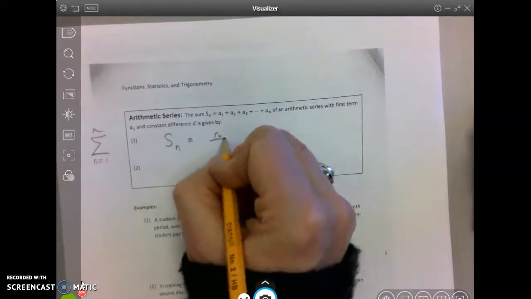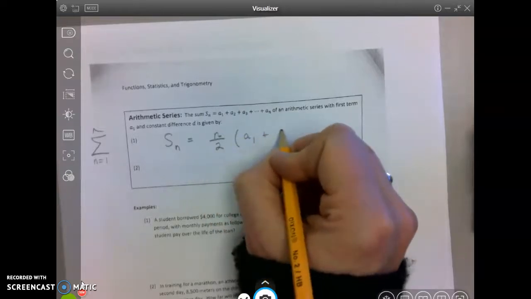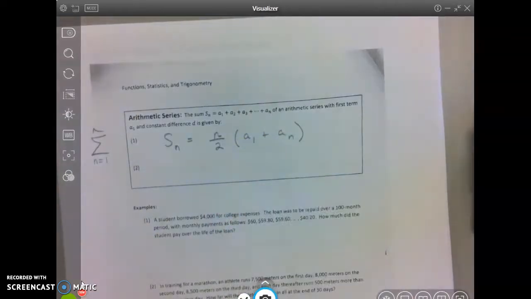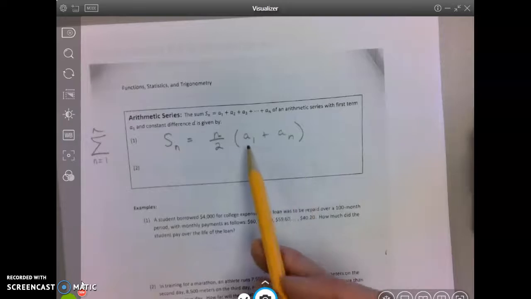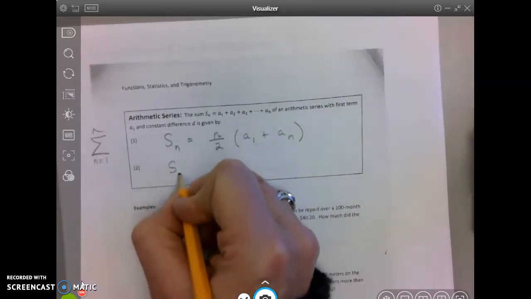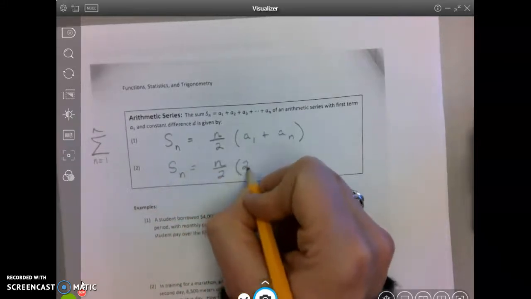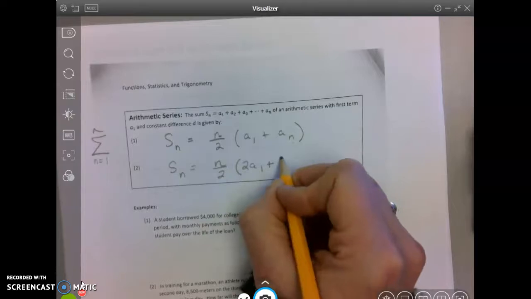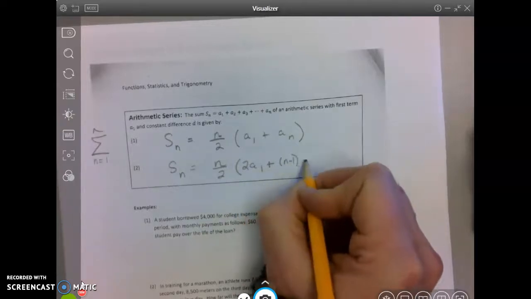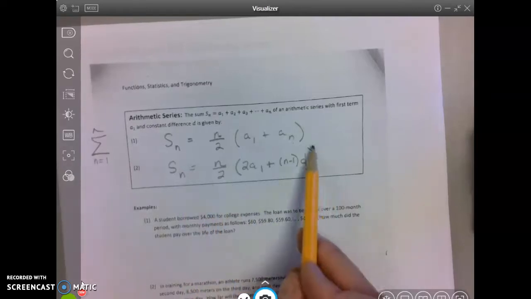You take n divided by 2, and then in parentheses the first term plus the last term. Now, sometimes we don't know the last term, and therefore we have another formula that we can use: n divided by 2, times 2 times the first term plus n minus 1 times the constant difference. So if you don't know what the last term is, you can simply use this formula.